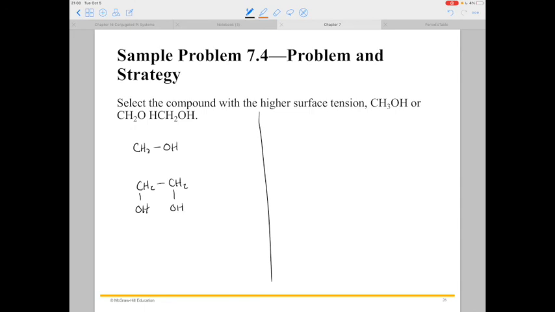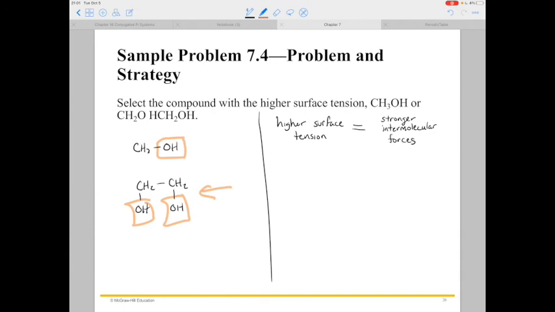Let's make a little cheat sheet over here. Higher surface tension corresponds to what? Stronger or weaker intermolecular forces? This would be stronger intermolecular forces. Since the first has one group capable of hydrogen bonding, but the second molecule has two of those groups capable of hydrogen bonding, this one will have the stronger intermolecular forces and the higher surface tension.